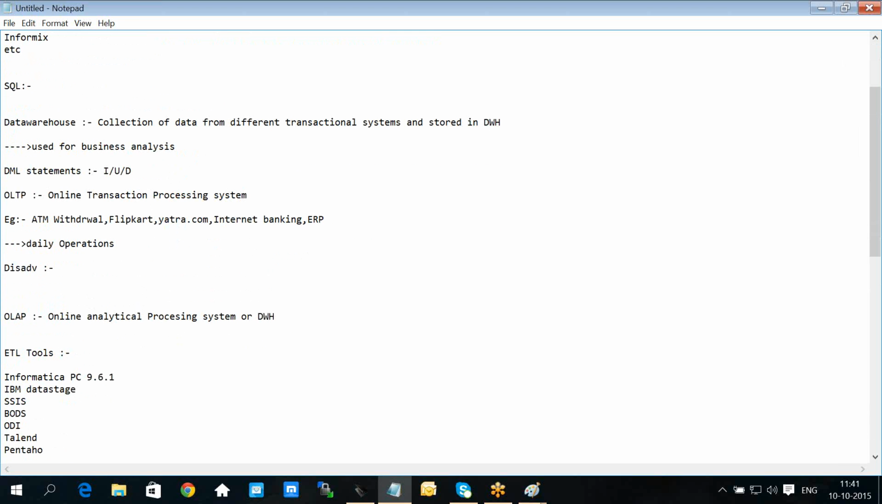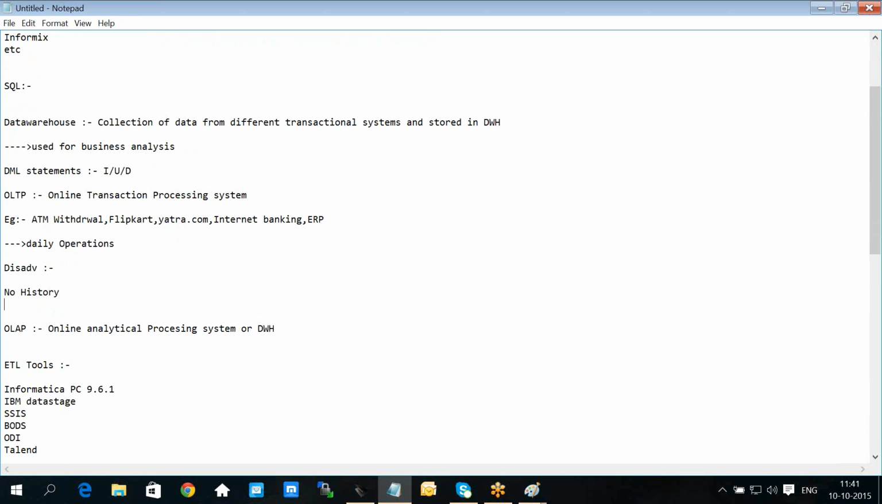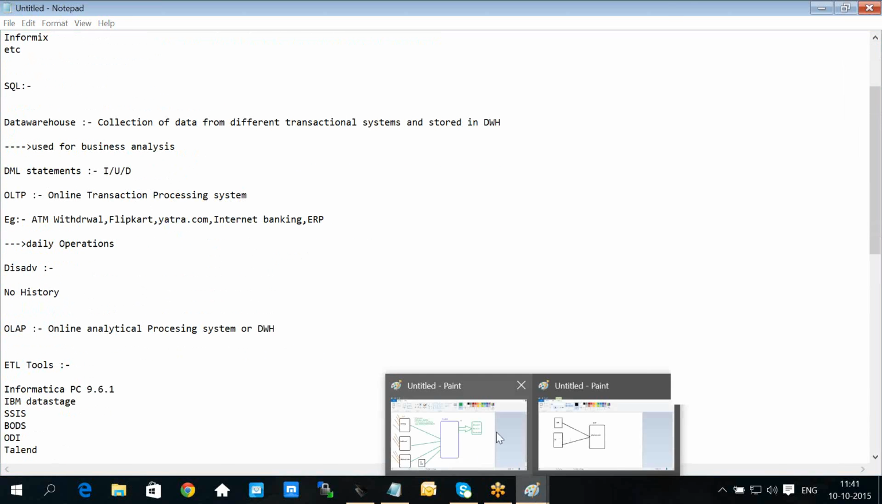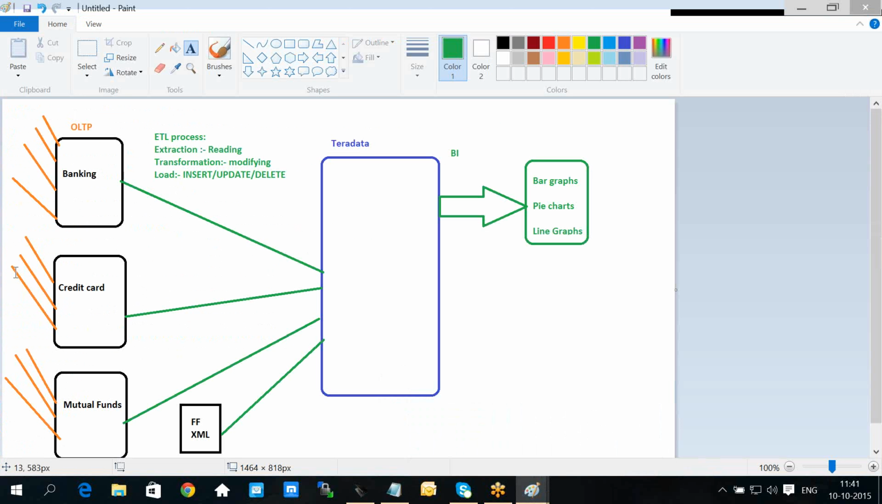There is no history information in the OLTP system, and your OLTP system data is distributed across all the different applications, right? Banking is one application, credit card is another application, and mutual funds is another application which I have.